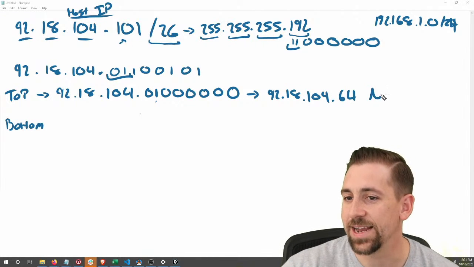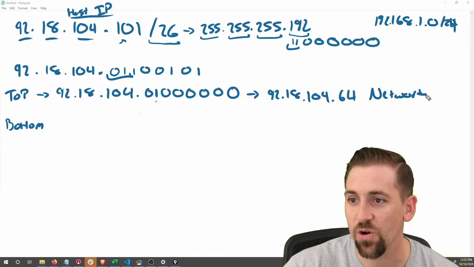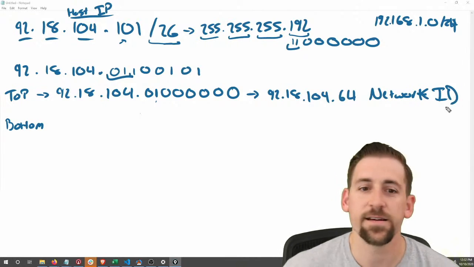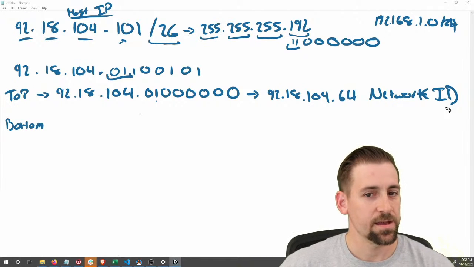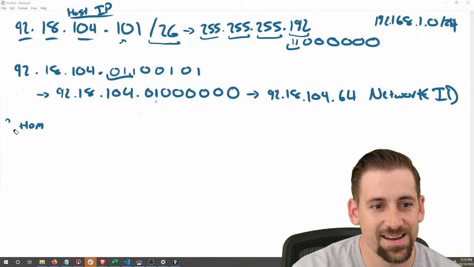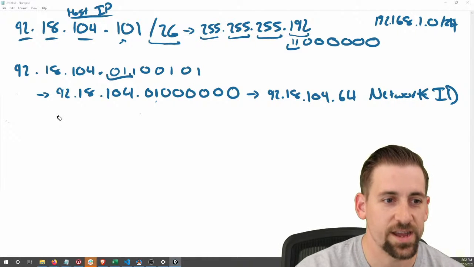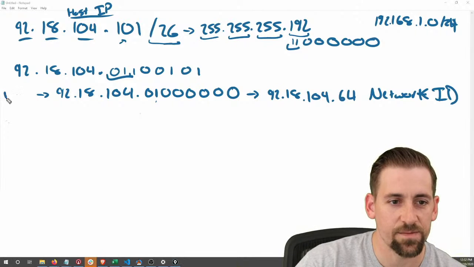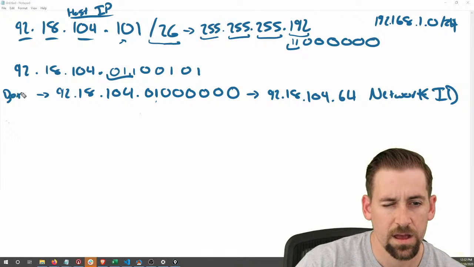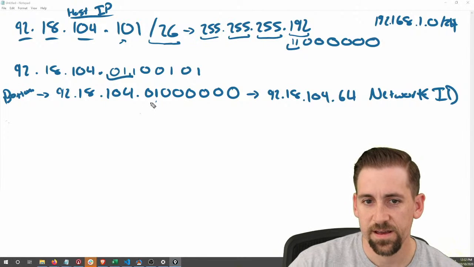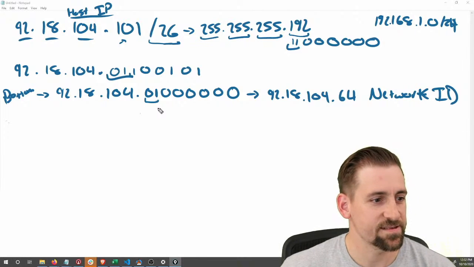.104.64 is the network ID. This is the actual network that you are on. It's expressed on the zero boundary, right? So I actually flipped this. Why did I say top and then bottom? I always do the bottom first, so I don't know what I'm doing here. So this is the bottom. I turned all the bits off, and I kept the network bits.